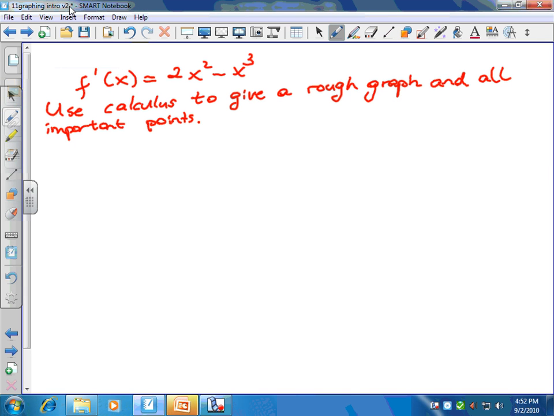So here we have another example for graphing, but this time we're not given the actual function f of x, but rather we're given f prime of x, which is 2x squared minus x cubed. And the question is to use techniques of calculus to give a rough graph and also to state all important points along this graph, such as max, min, inflection points, and so forth. So we don't really need f of x to do a rough graph. To get the general shape, it's sufficient to begin with f prime.